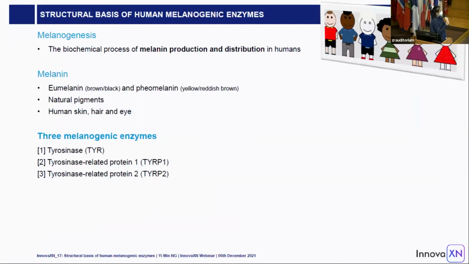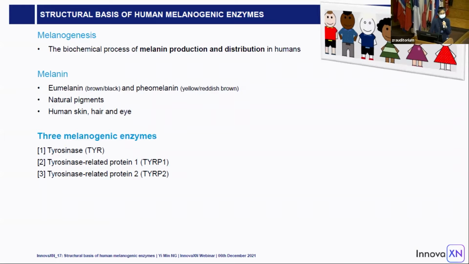So to start off, I would like to give you some really basic background of my project. Melanogenesis can be translated into the biochemical process of melanin production and distribution in humans, and here we are particularly interested in melanogenesis in humans. In humans, we have two types of melanin, eumelanin and pheomelanin. These are natural pigments that we can find in human skin, hair, and eyes, and they make us different.